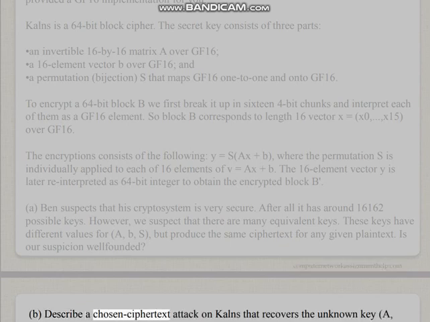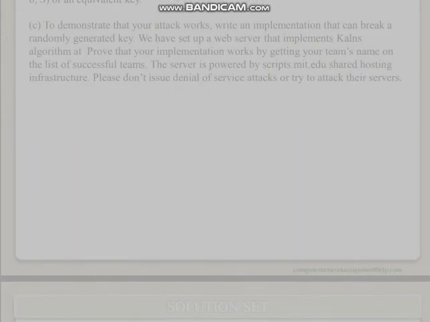B. Describe a chosen ciphertext attack on Counts that recovers the unknown key A, B, S, or an equivalent key. C. To demonstrate that your attack works, write an implementation that can break a randomly generated key. We have set up a web server that implements the Counts algorithm. Prove that your implementation works by getting your team's name on the list of successful teams. The server is powered by scripts.mit.edu shared hosting infrastructure. Please don't issue denial of service attacks or try to attack their servers.